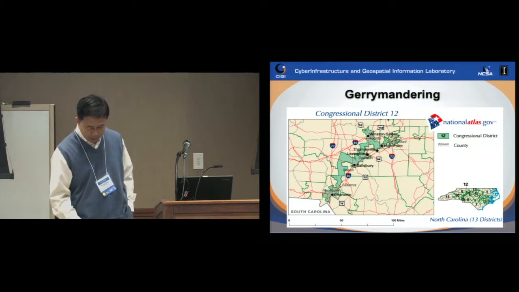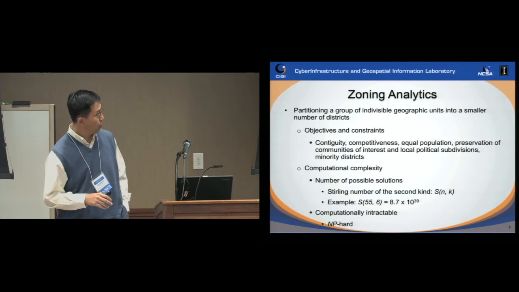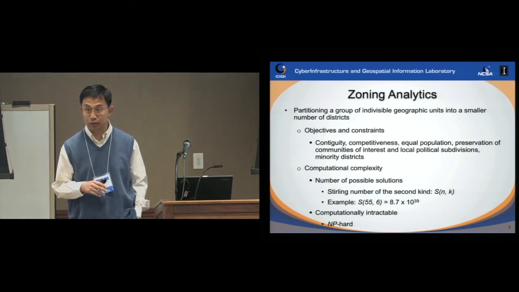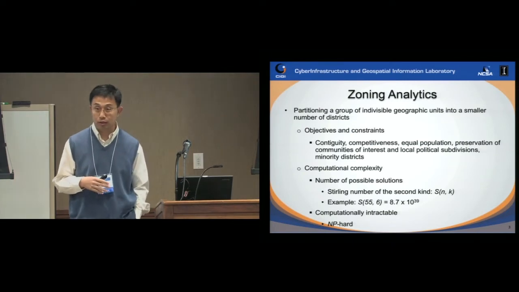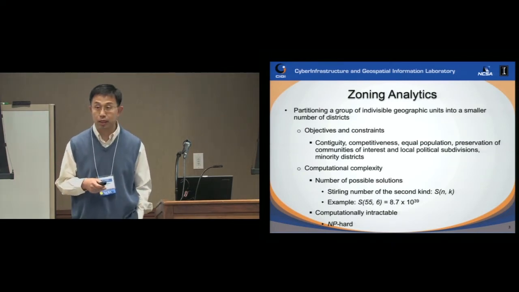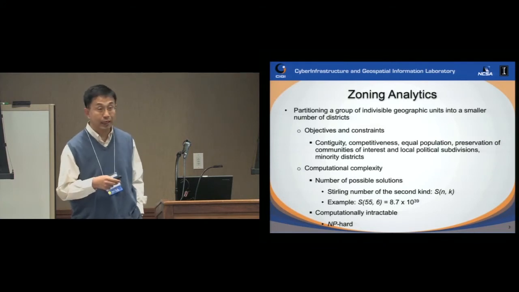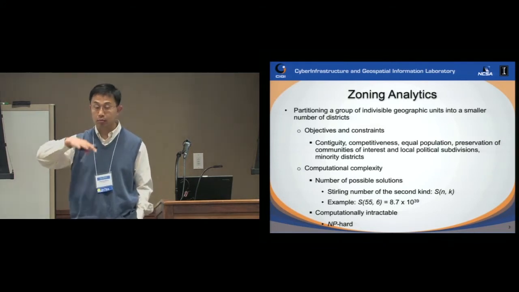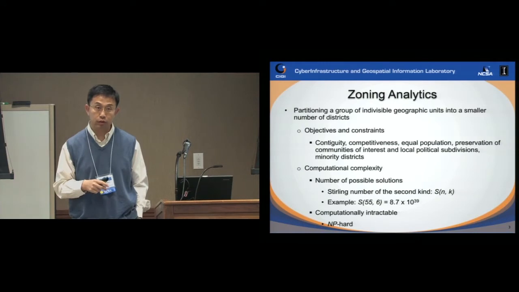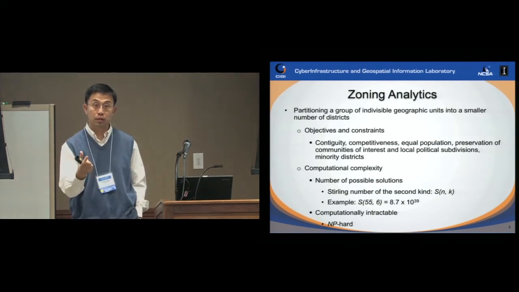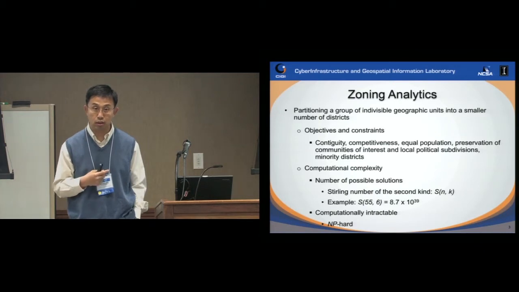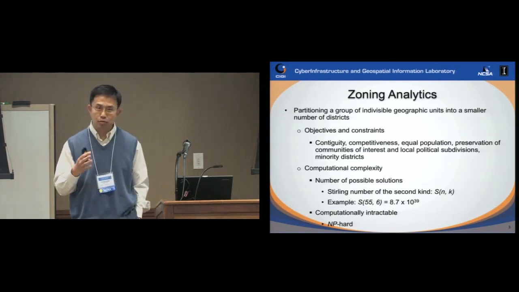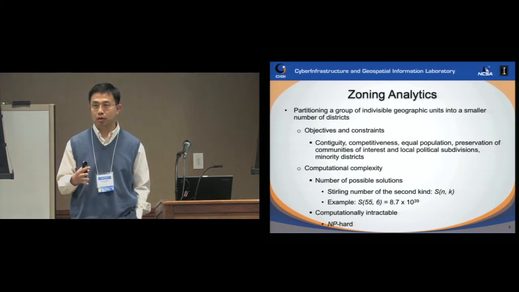But the main idea here is what is referred to as zoning analytics. This is, in fact, a popular thing to be done by politicians, as well as paid attention to by the general public. The idea is you partition a large number of geographical units into a smaller number of units, in this case districts. Sounds pretty simple, but turns out to be a hard problem.